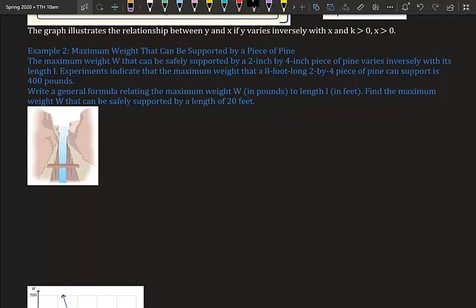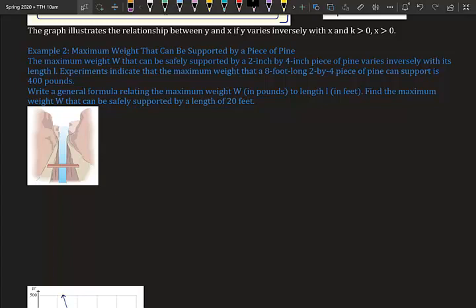Alright, maximum weight that can be supported by a piece of pine. The maximum weight W that can be safely supported by a 2x4-inch piece of pine varies inversely with the length L. Experiments indicate that the maximum weight that an 8-foot long 2x4 piece of pine can support is 400 pounds.